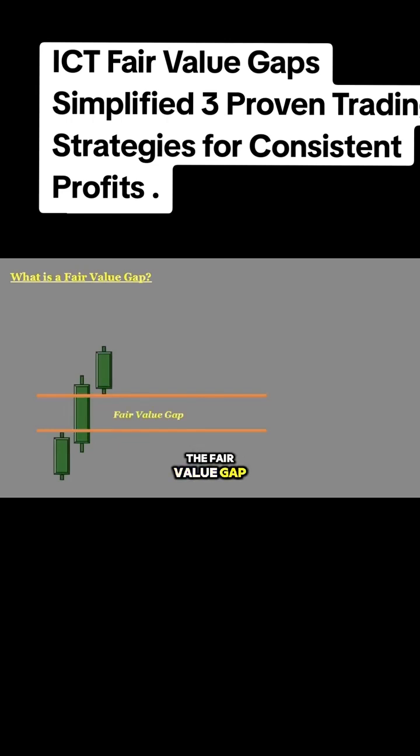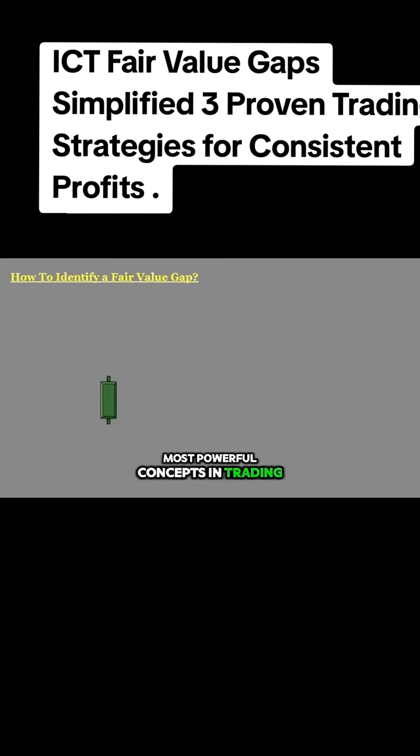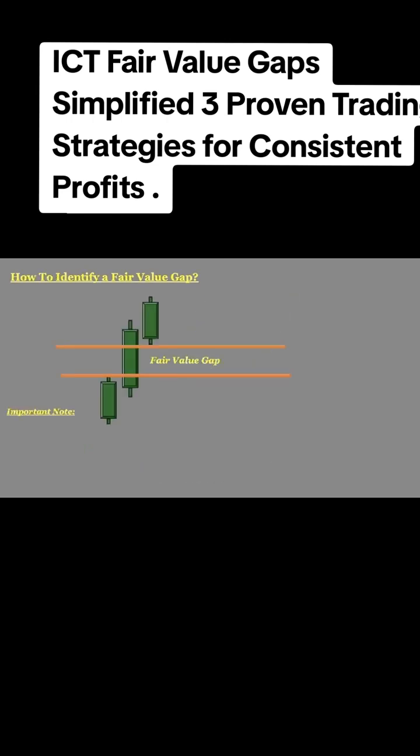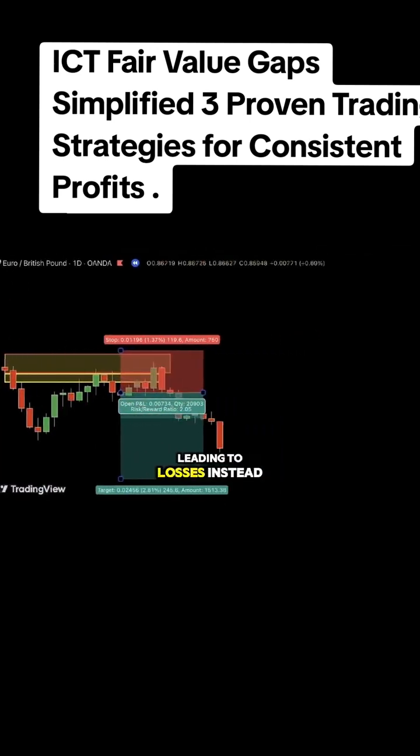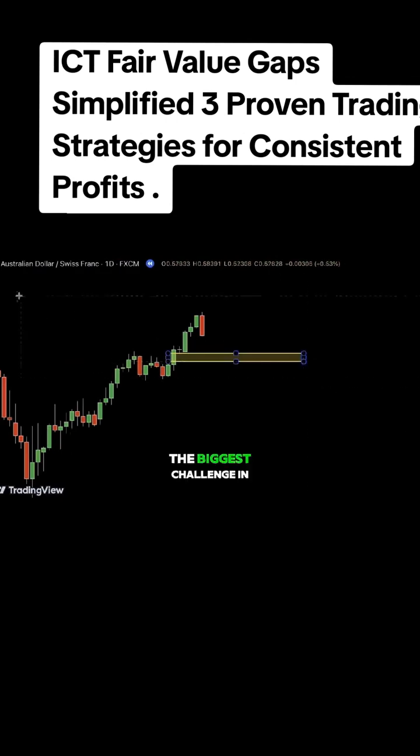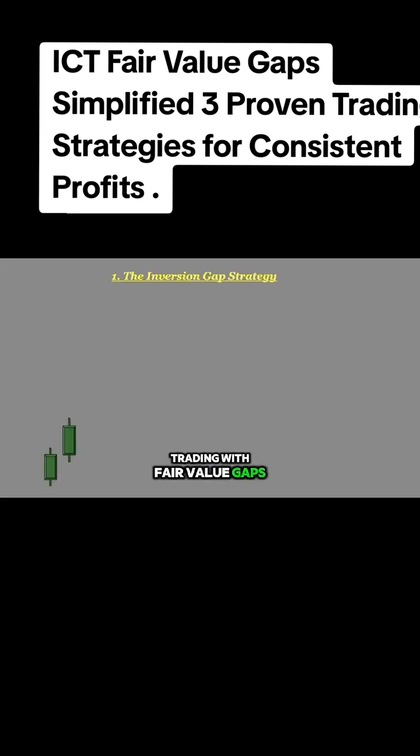The fair value gap is one of the most powerful concepts in trading. It's a strategy that has led me to numerous successful trades over the years. However, many traders tend to misuse it, leading to losses instead of gains. The biggest challenge in trading with fair value gaps is identifying which ones are most likely to succeed.